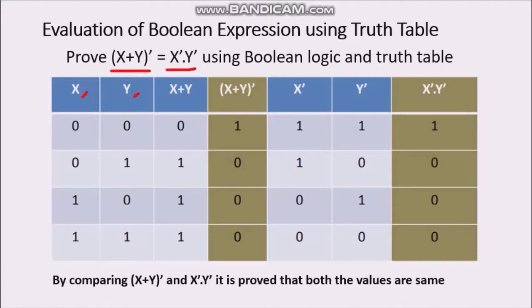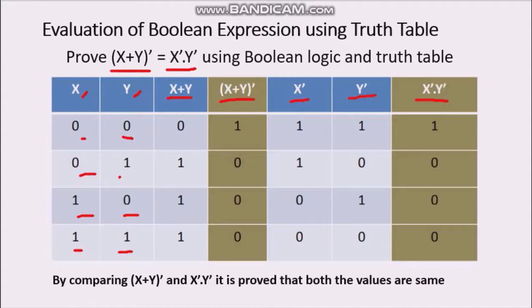What individual terms you need to calculate? First you have to calculate x plus y, then you have to calculate x plus y whole bar, then there is x bar in the system, there is y bar in the system, and there is x bar dot y bar in the system. Okay, so for two variables, what will be the possible inputs for values of x? You write 0, 0 and 1, 1. For y you write 0, 1, 0, 1. Right, these will be the possible inputs in a two variable system.